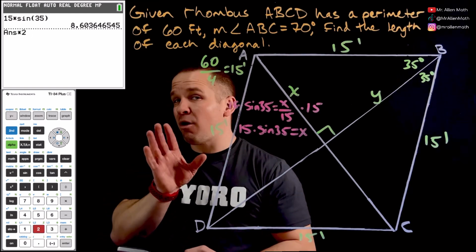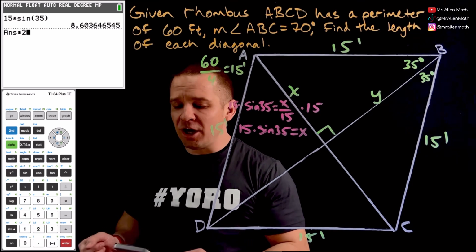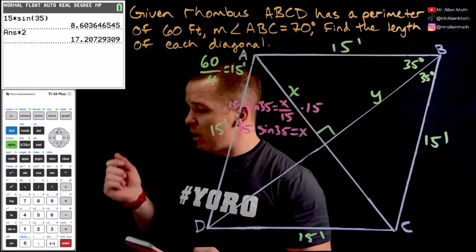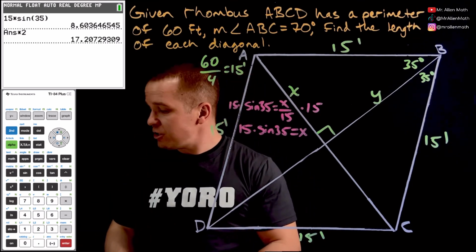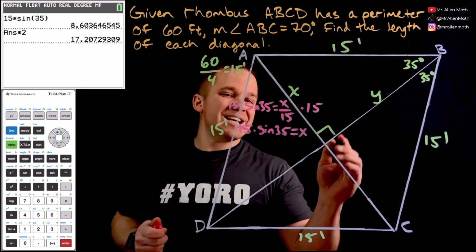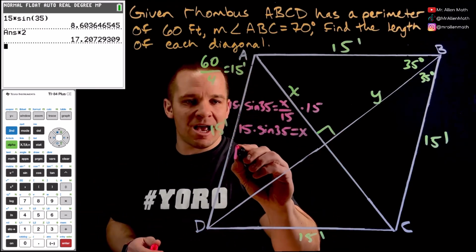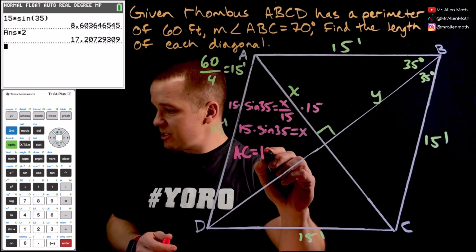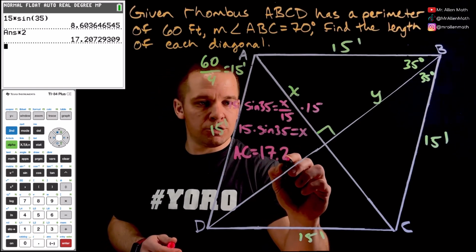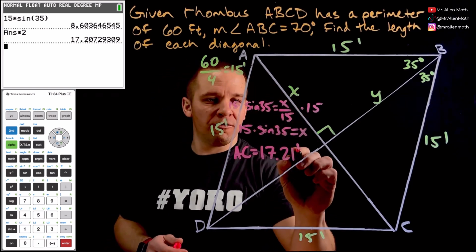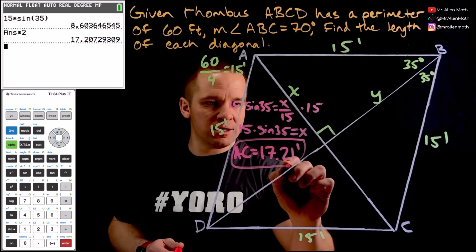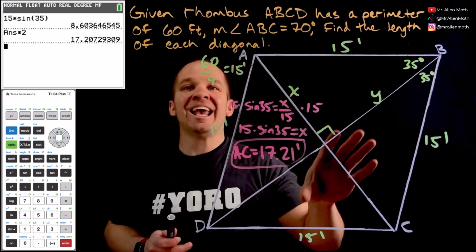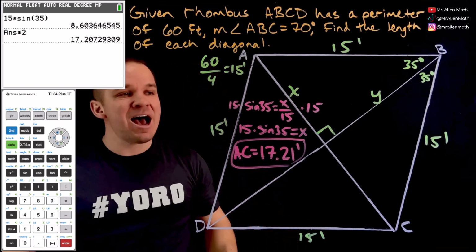I'm not going to round it and multiply. You only round once, all right? So if I multiply that by 2, I get 17.207. So AC equals 17.21 feet. I've already got one diagonal done inside my rhombus. How exciting is that?